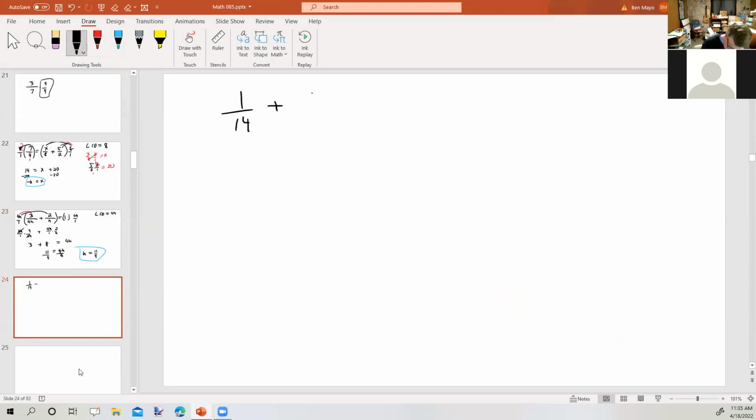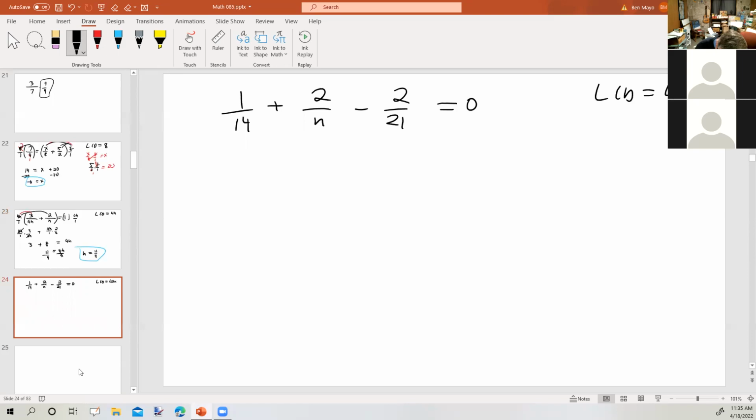How about this one? 1/14 plus 2/n minus 2/21 equals 0. The least common denominator here would be 42n. Does anybody want me to go through the process of how I got that? Okay. Yes, please. I can do that. All right.